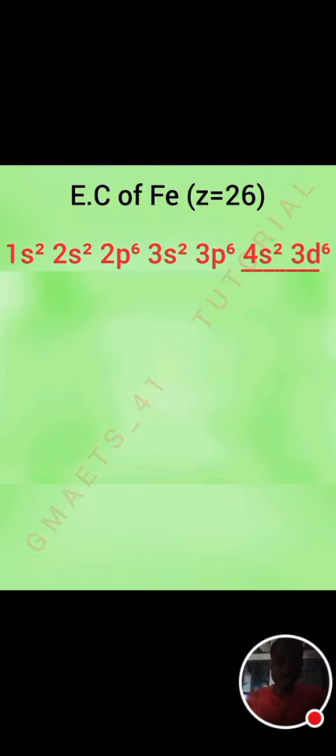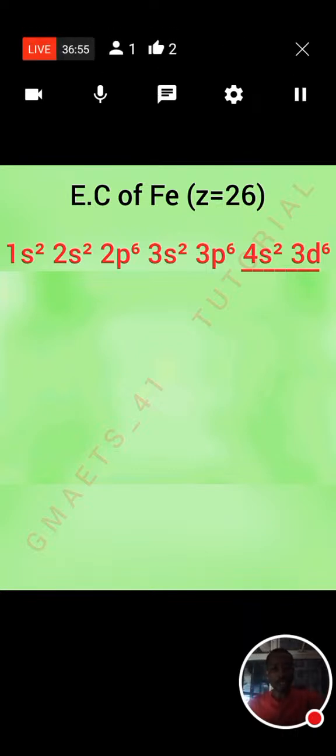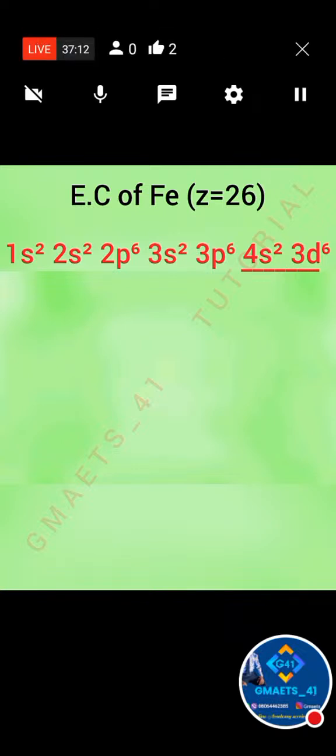All you have to do is to look at the valence shell. If you look at the valence shell, it can give you information about the group that iron belongs to. You can see what I underlined there. Now you notice that I underlined 4s and 3d. Why did I actually underline 4s and 3d?